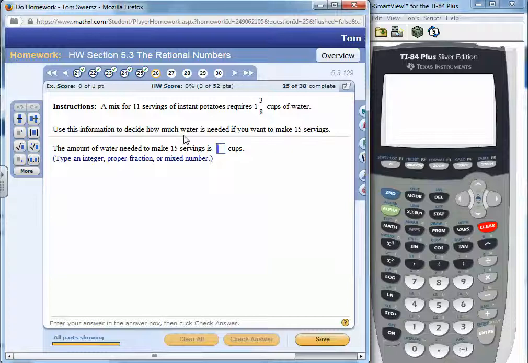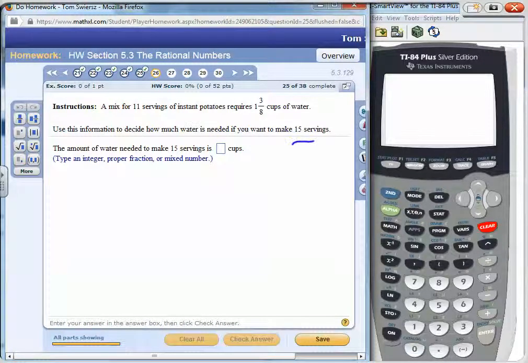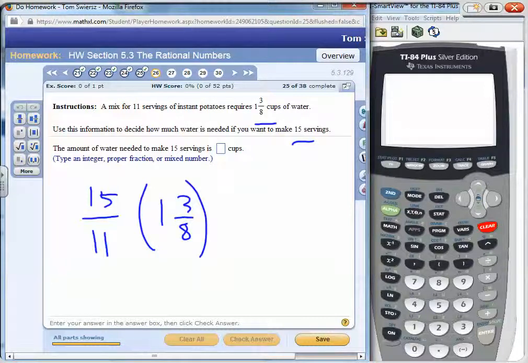Number 26, a mix for 11 servings requires 1 3/8 cups of water. Use this information to decide how much water is needed for 15. So again, it's the amount desired, 15 servings, over what's given, 11, and then you multiply by how much for the given, 1 3/8. So again, we can go ahead and do this on our calculator.